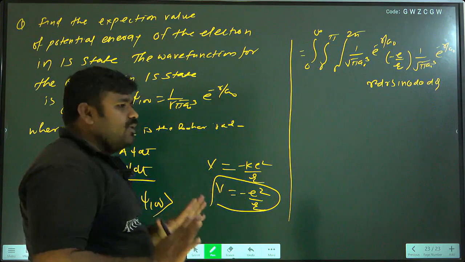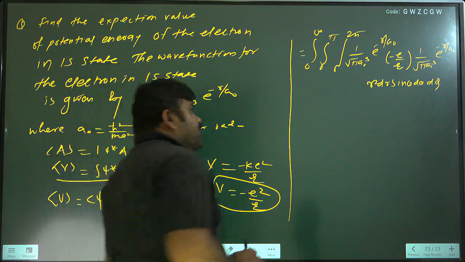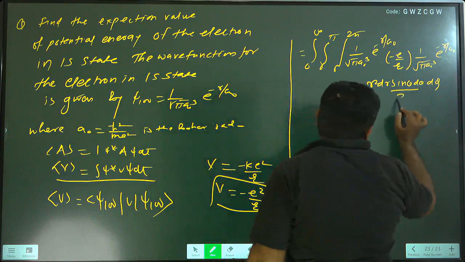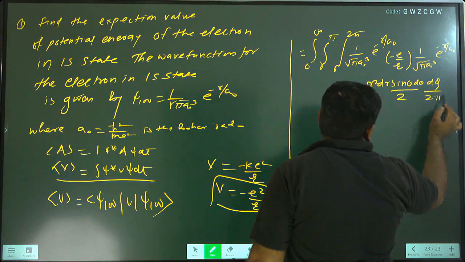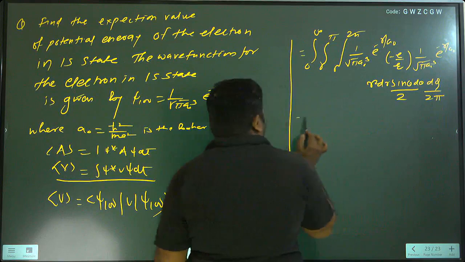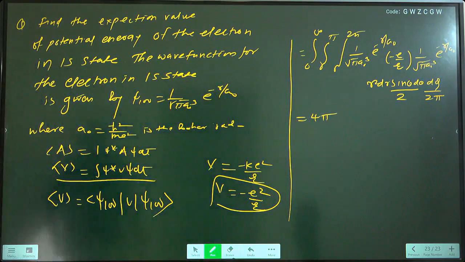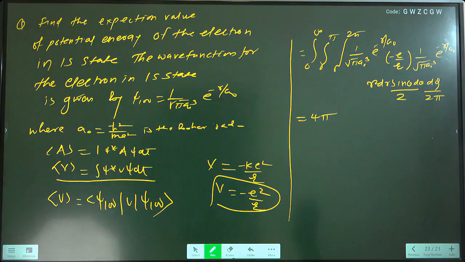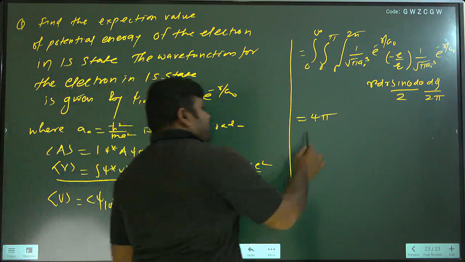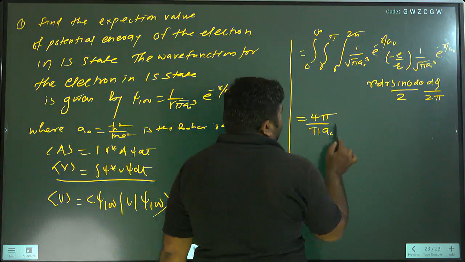Both parts do not depend on theta and phi, therefore we can write directly: sin theta d theta is nothing but 2, d phi is nothing but 2 pi. What is this integration value? This is equal to 4 pi. So 4 pi upon, yes, 4 pi upon pi a naught cube. Yes or no? 4 pi upon how much? Pi a naught cube. Okay.